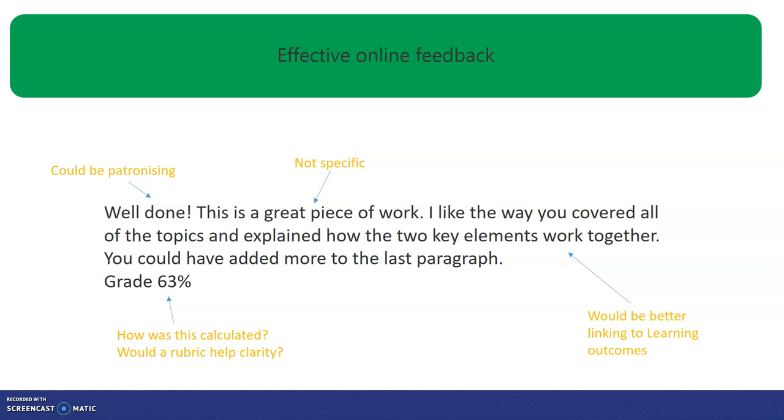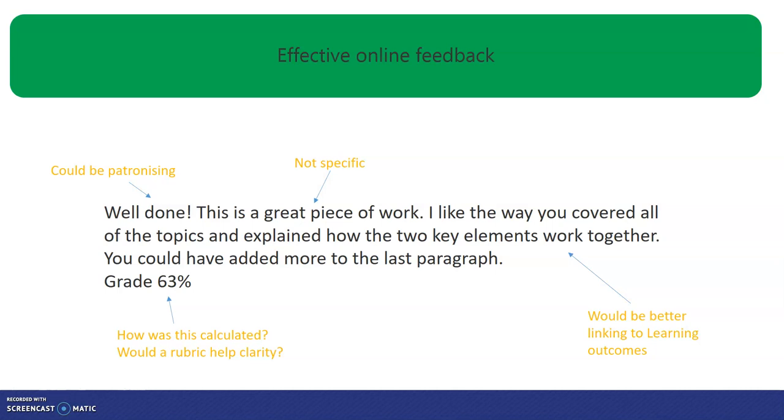What would be better is if someone had written, you have achieved learning outcome 1 by talking about this, and learning outcome 2 by talking about that. However, you've not achieved learning outcome 3 because you need to mention this, this, and this. That's very specific and linked to the learning objectives, the assignment and the course content.